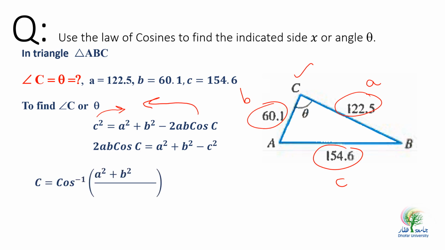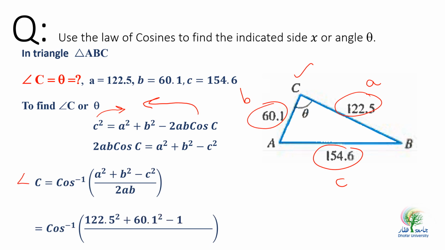And we will find angle C, which is cosine inverse of a square plus b square minus c square divided by 2ab. Put the values and use the calculator, and we will get the answer. I hope it is clear.